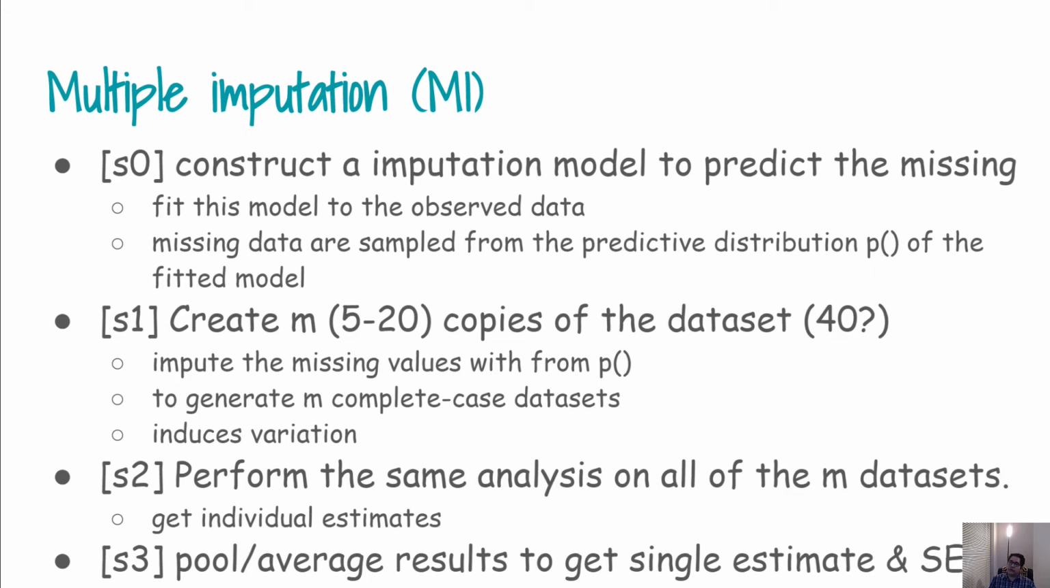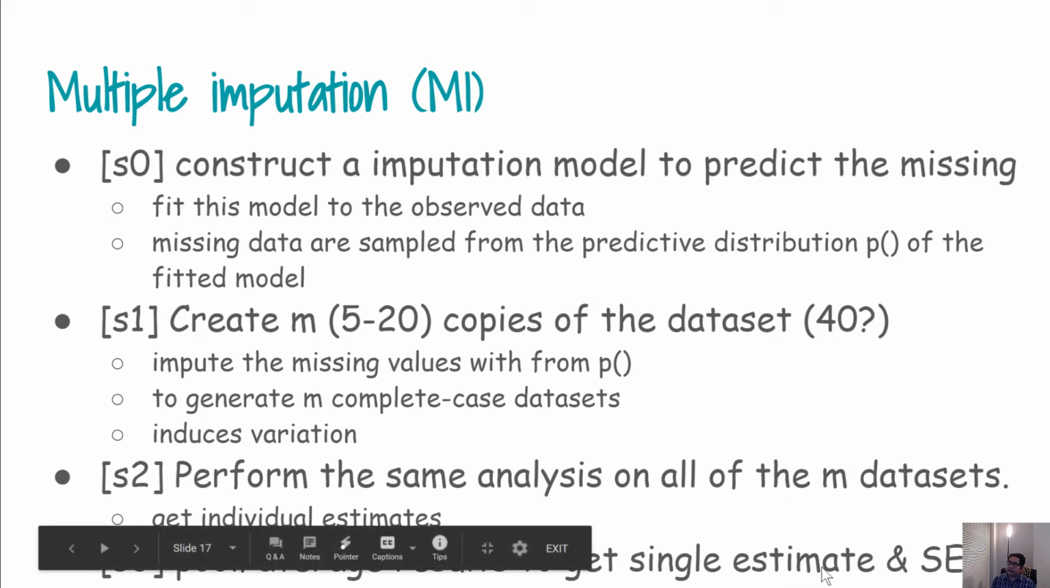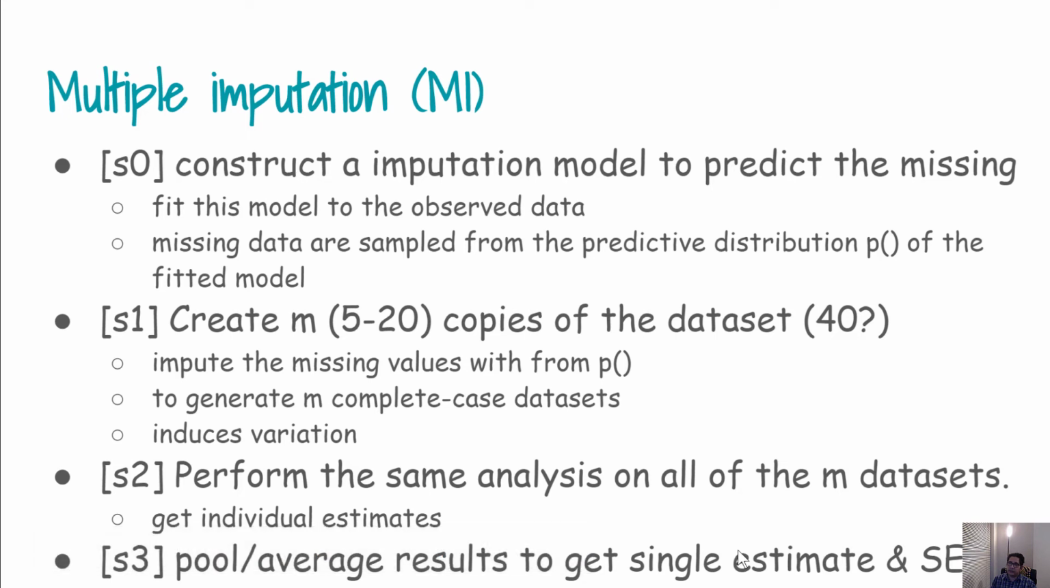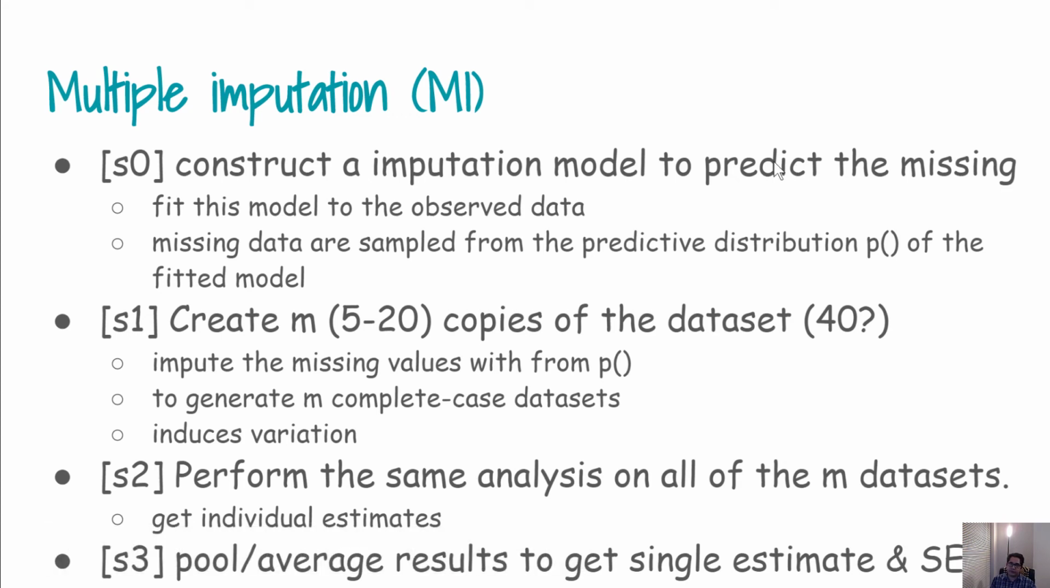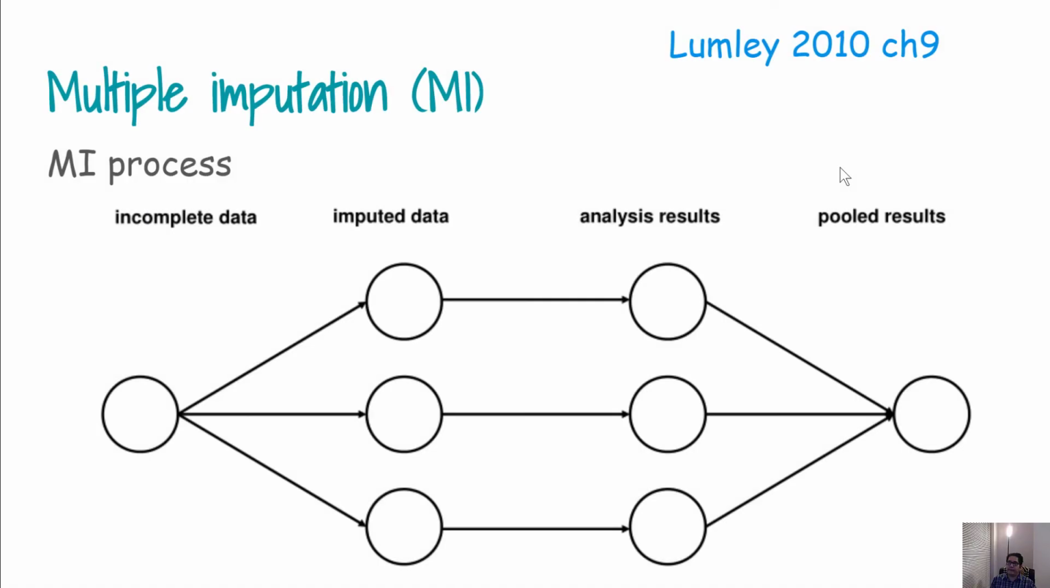So those formulas are then used to combine and get a single estimate of the odds ratio, say for example, and the standard error of the odds ratio. So eventually we are getting a single estimate, but to get to this single estimate we are going through all of these steps, and these are the basic steps of doing multiple imputation.